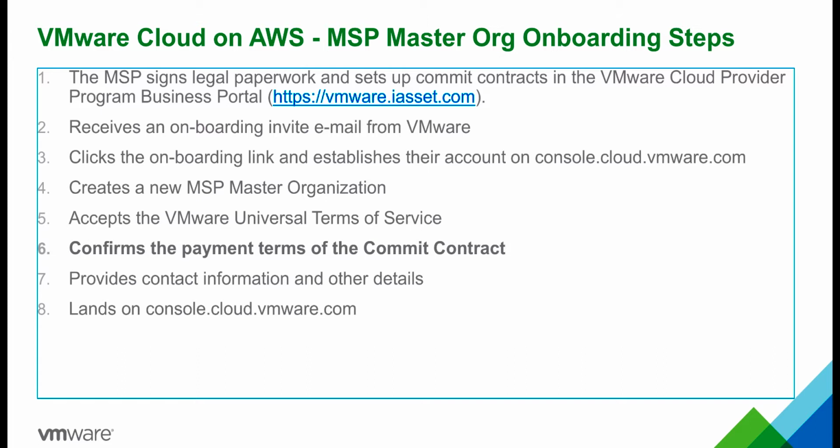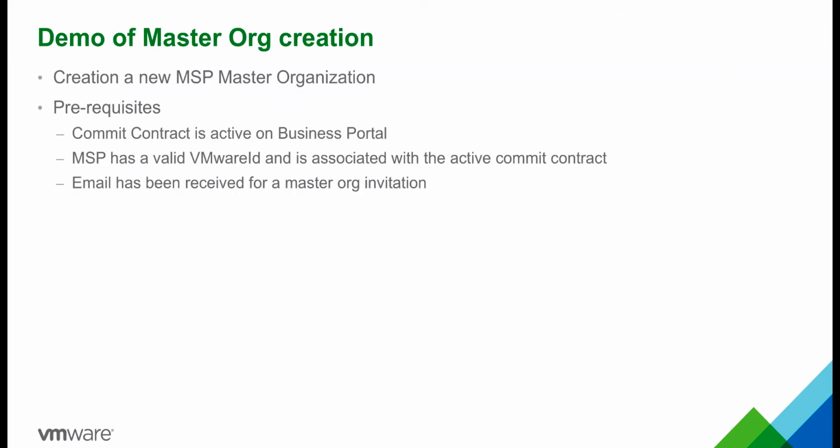Then you provide the org information: metadata, country, zip code, and a tag for use in the API. And when you hit create, the system will create the master organization and you land on the home page. This is the home landing page of VMware Cloud Service where all the services offered are displayed. So let's go to the demo.